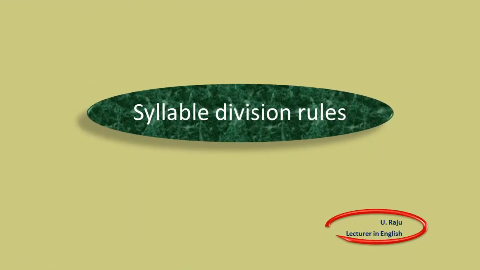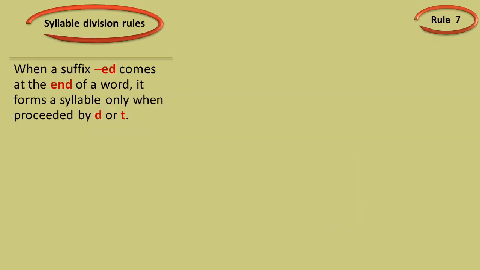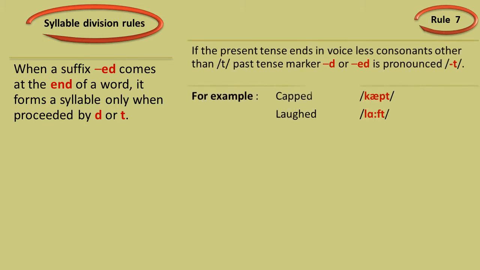In this video, you are going to learn syllable division rules. Rule 7: When a suffix -ed comes at the end of a word, it forms a syllable only when preceded by d or t. Let us try to understand this rule with the help of some basic rules of voiceless and voiced. So all of you try to understand and remember what is voiceless and what is voiced sound. And this is the rule about voiceless.